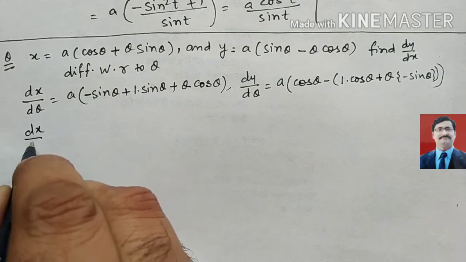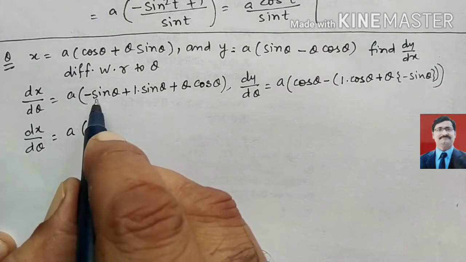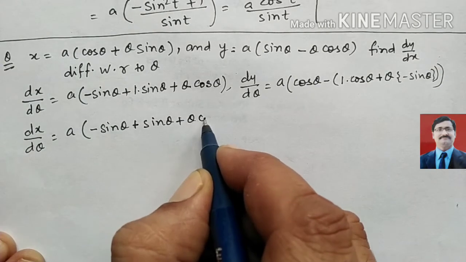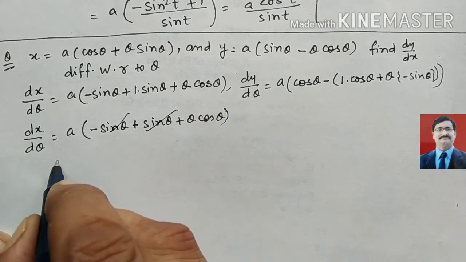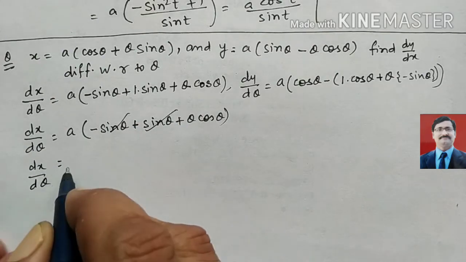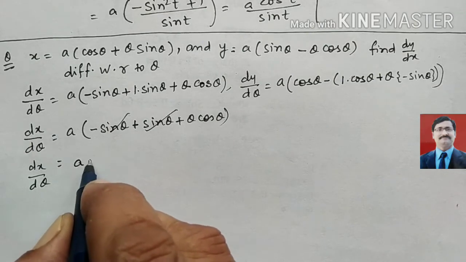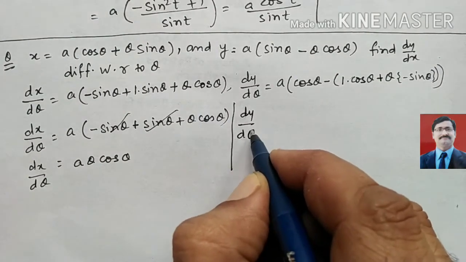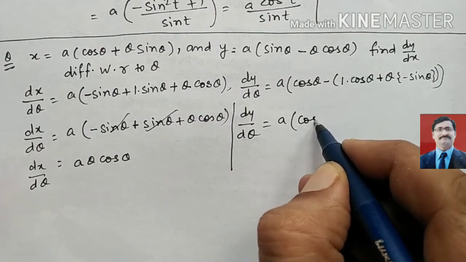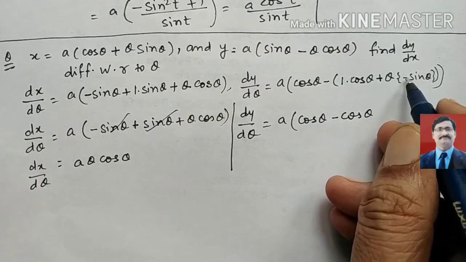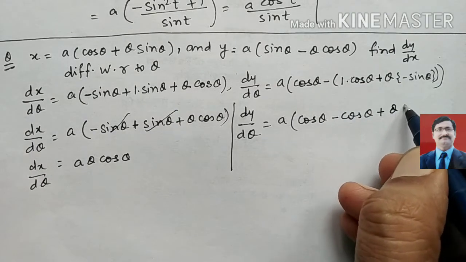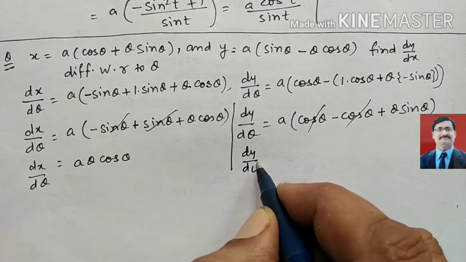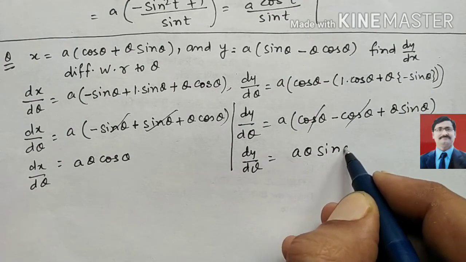Now dx/dθ is equal to a[−sin θ + sin θ + θ cos θ]. This sin θ cancels, so you get dx/dθ = aθ cos θ. Look here, on the second side you can check dy/dθ = a[cos θ − cos θ + θ sin θ], since minus and minus give plus. The cos θ cancels, so dy/dθ = aθ sin θ.